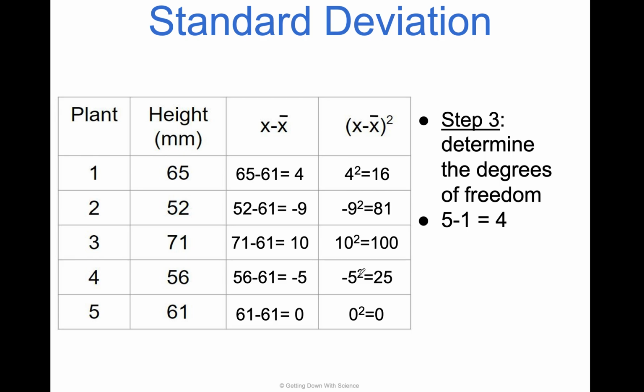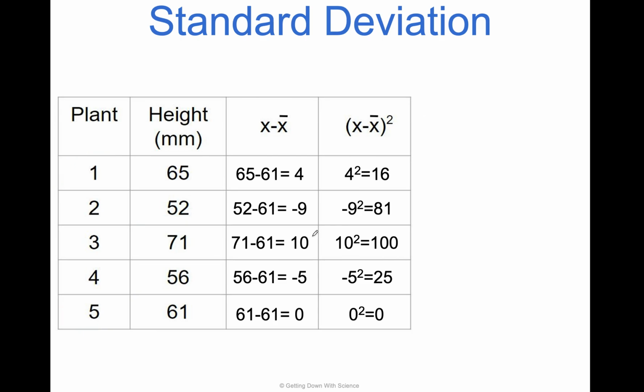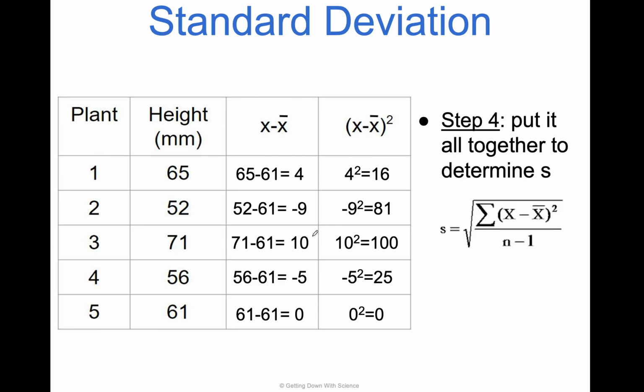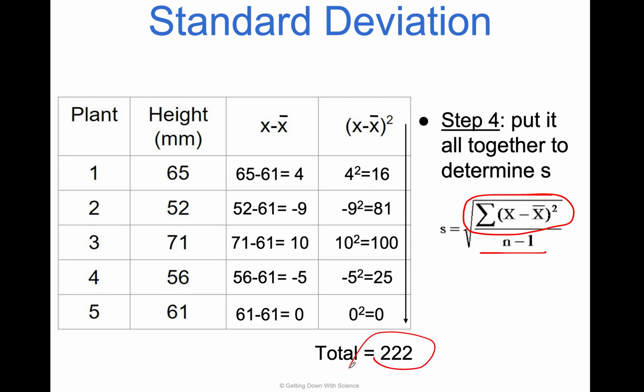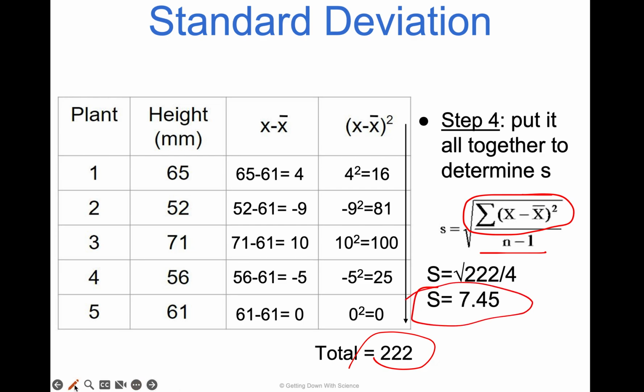Step 3, determine the degrees of freedom. Easy. It's the number of data points minus 1. Then you put it all together. So you will add all of these up: 16, 81, 100, 25, and 0. That would be this top value. And then you would divide it by 4. So total here is 222. You're going to divide it by 4, do a square root. So your standard deviation is 7.45.